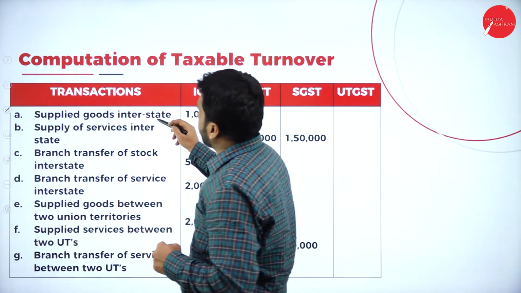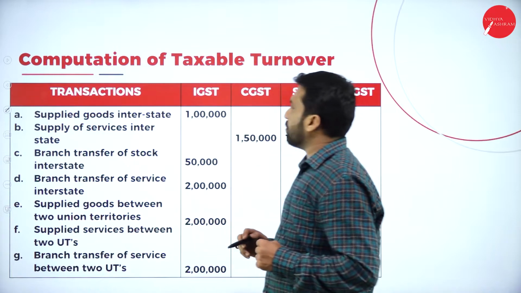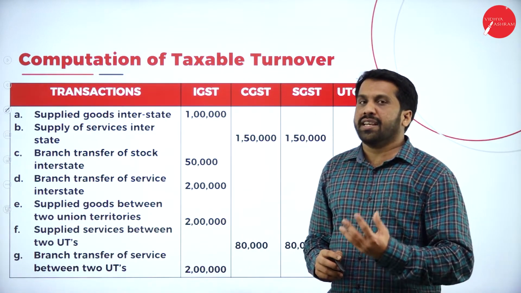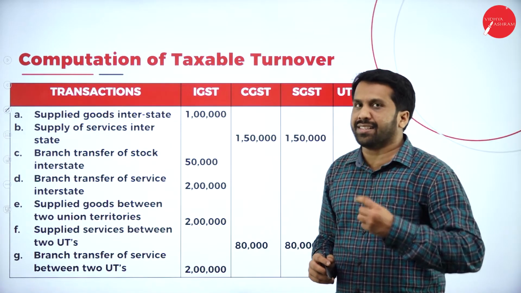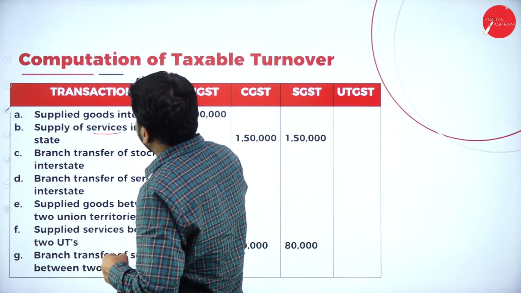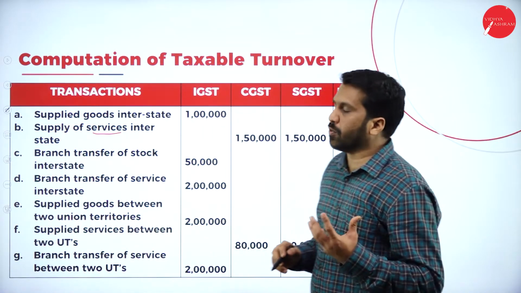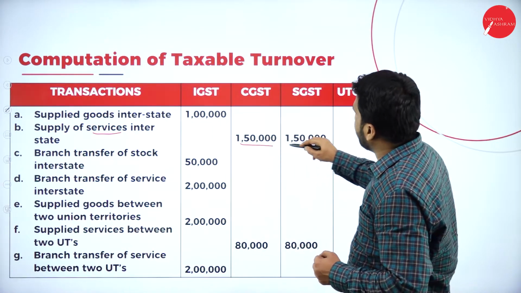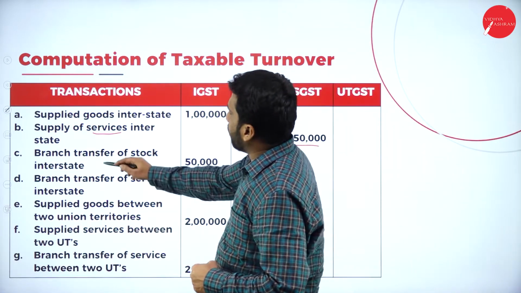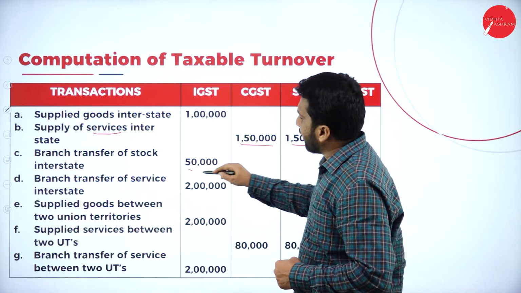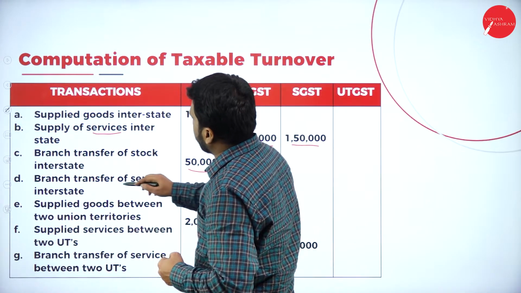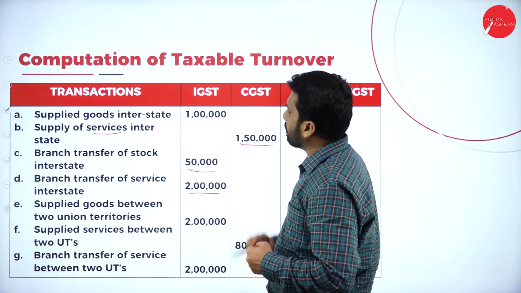Now, supplied goods interstate. So it has to be taxable where? IGST, because it is one state to another state. Now, supply of services interstate. Services, we call it as your CGST and SGST. Then, we have branch transfer. Again, IGST, it is taxable. Then, branch transfer of services, IGST.